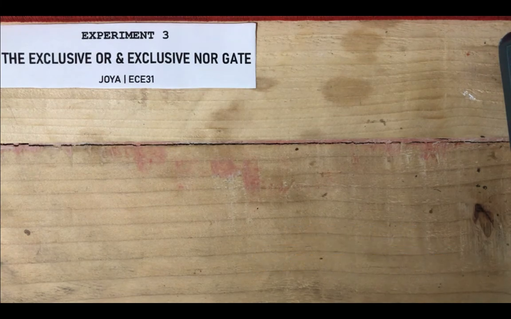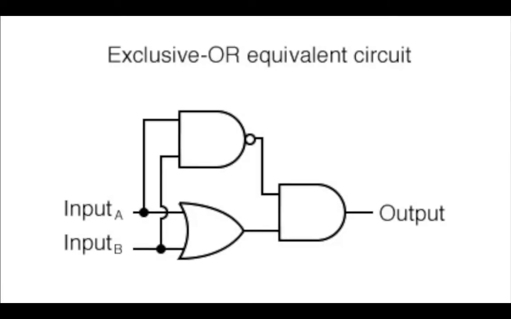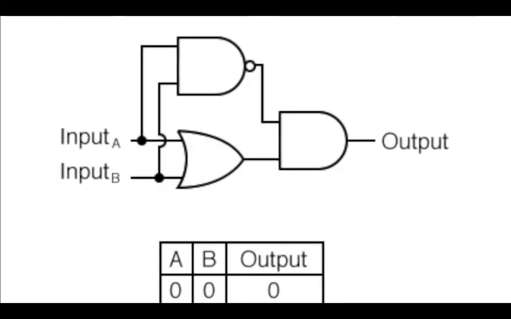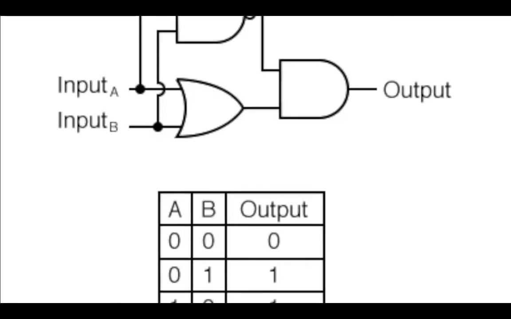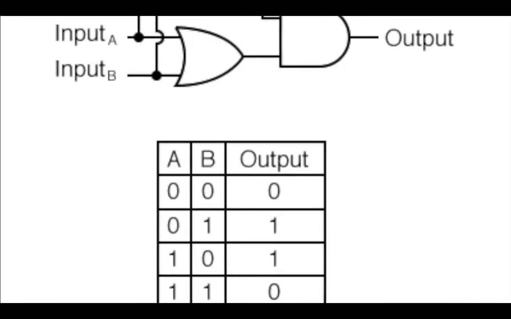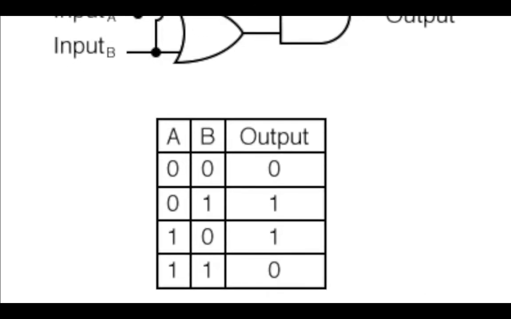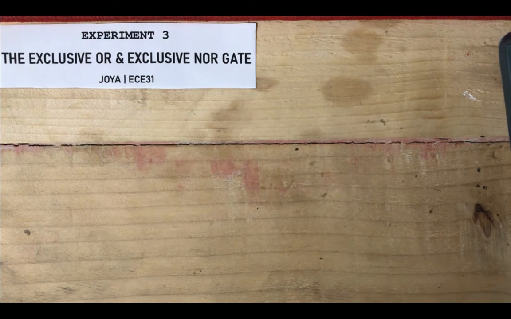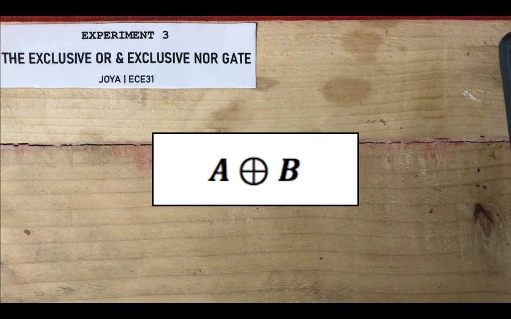The operation of a two-input exclusive OR gate is like a comparator circuit that compares its input bits. If the input bits are alike, the output is logic 0. And if the input bits are not alike, the output is logic 1. This is the logical symbol of the two-input exclusive OR gate. The exclusive OR gate of two bits A and B can be expressed in Boolean expression like this. The expression above can be read as A XOR B.